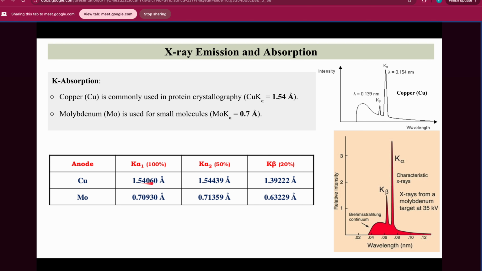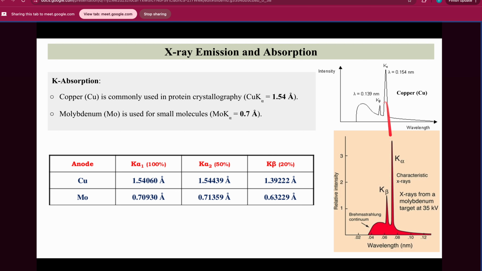Its wavelength is 1.54060 angstrom. Sorry, this is the wavelength. And for molybdenum, it is 0.709. Molybdenum is used for smaller molecules, because we already know that the wavelength dictates what size of molecule you can study. As copper has a slightly greater wavelength compared to molybdenum, molybdenum is used for smaller molecules, whereas copper is mostly used for protein crystallographic studies.